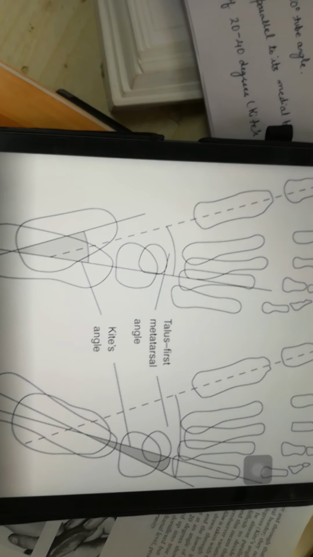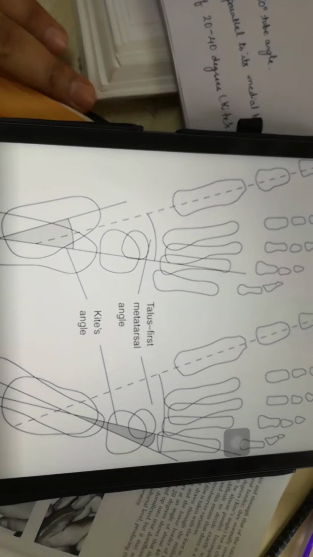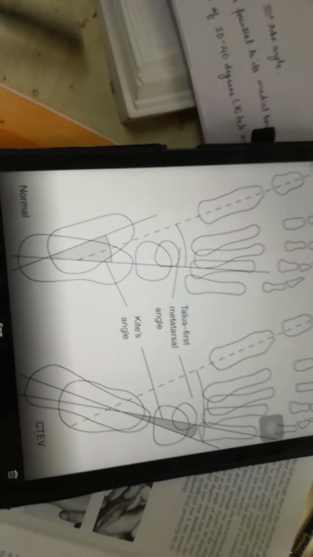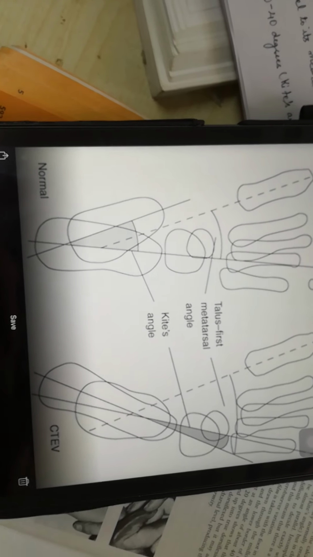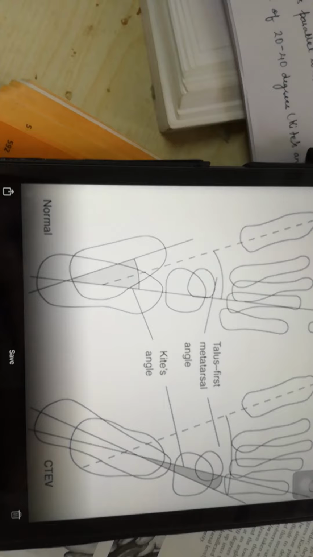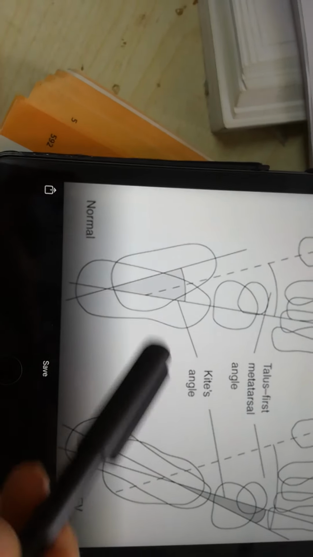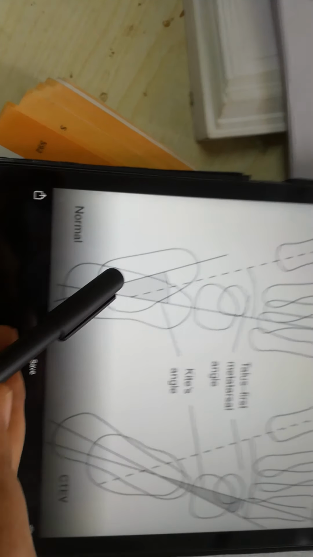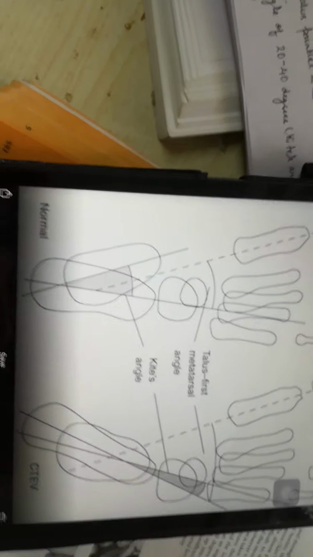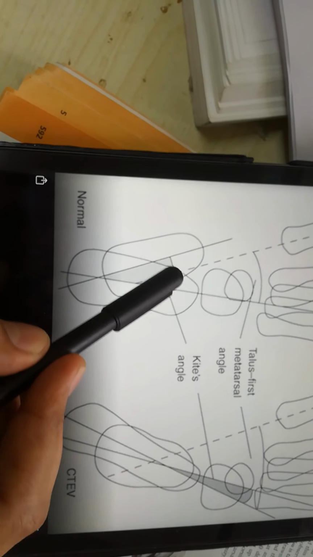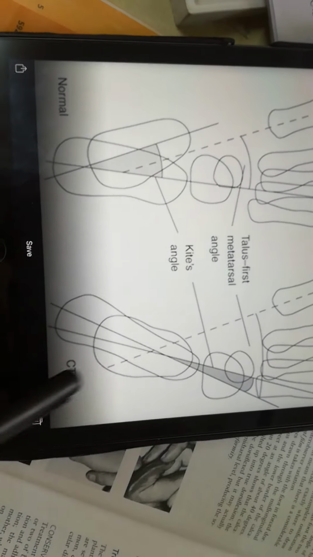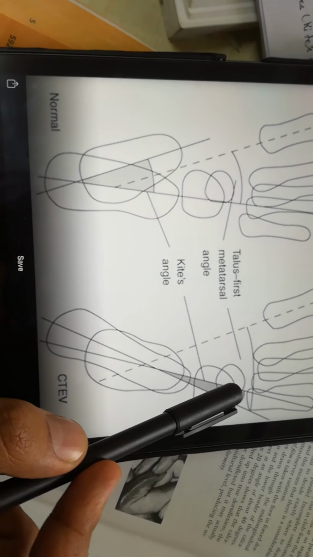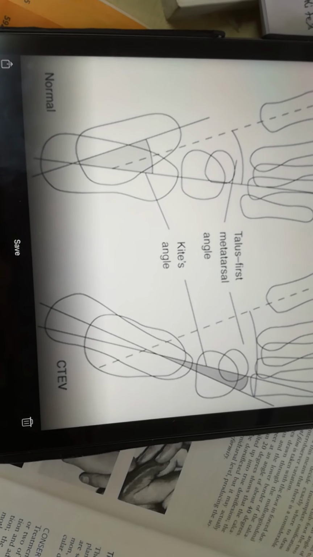The talocalcaneal angle, also known as Kite's angle, is formed by a line drawn through the long axis of the talus, parallel to its medial border, and the long axis of the calcaneum, parallel to its lateral border. This is Kite's angle. This angle is normally 20 to 40 degrees, but in CTEV we can see that this angle is decreased. It can go down to 10 degrees in CTEV.